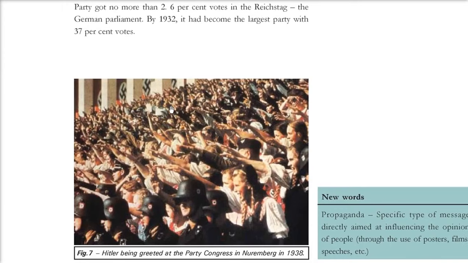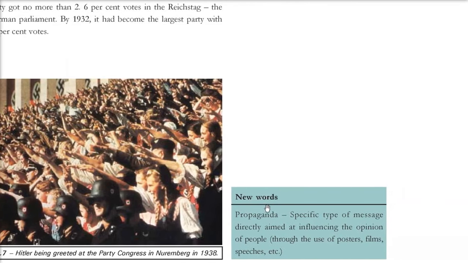This is how Hitler is being greeted at the party congress in Nuremberg. They took the help of propaganda, a specific type of message directly aimed at influencing the opinion of people, through posters, films and speeches.